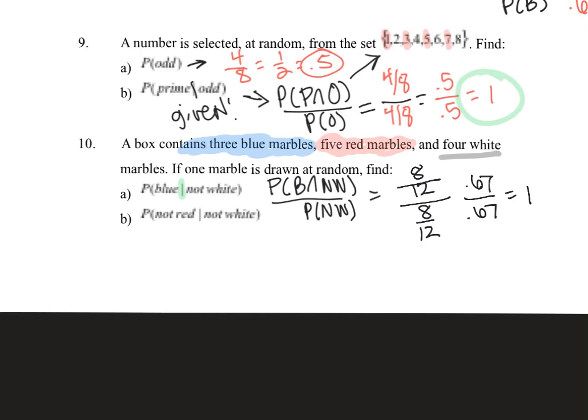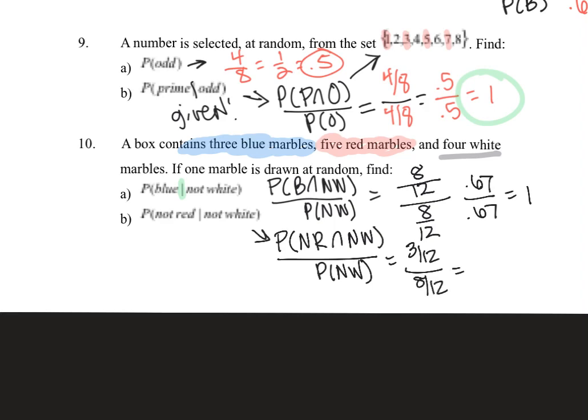Now we want to do the next one. It's also a given, so the probability that it is not red and not white over the probability that it's not white. So marbles that are not red and not white are the blue ones. So we're going to do 3 over 12 divided by probability of not white, which is our 5 red and 3 blue, 8 over 12.